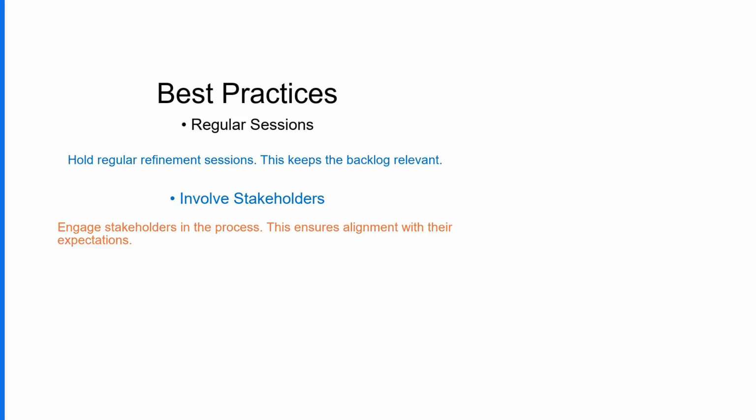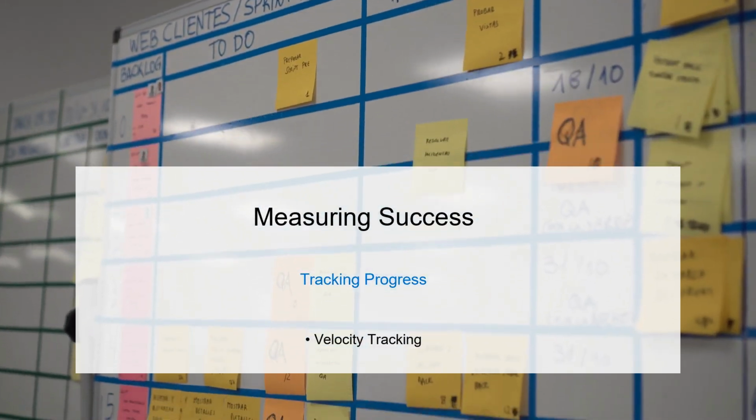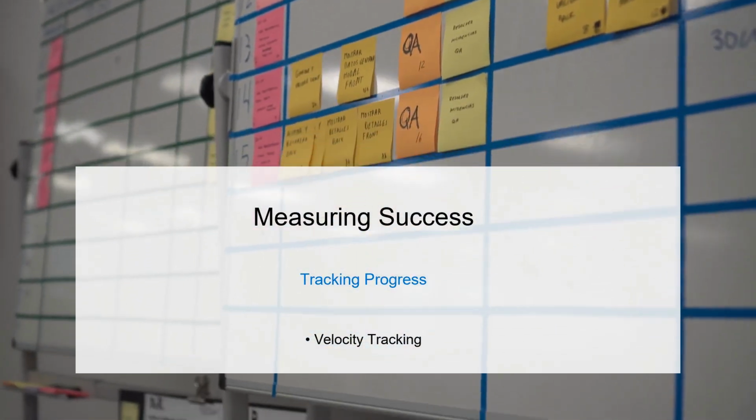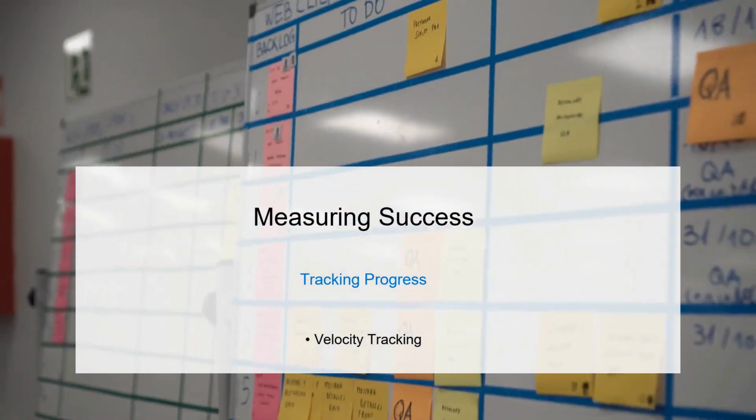To ensure success, hold regular refinement sessions and involve stakeholders. These best practices keep the backlog relevant and aligned with expectations. Measuring success involves tracking team velocity and delivery rates. These metrics help gauge estimation accuracy and backlog management effectiveness.